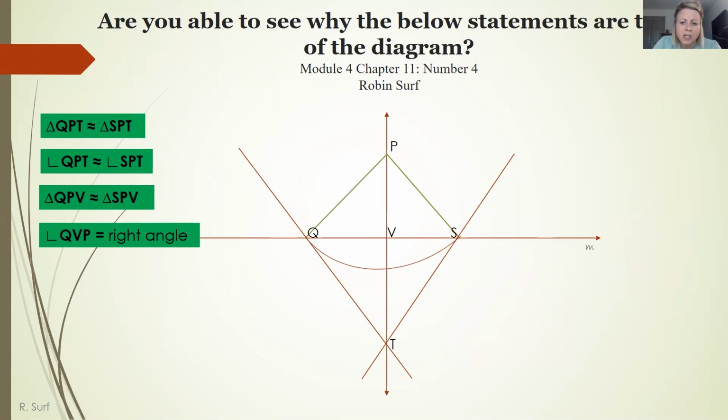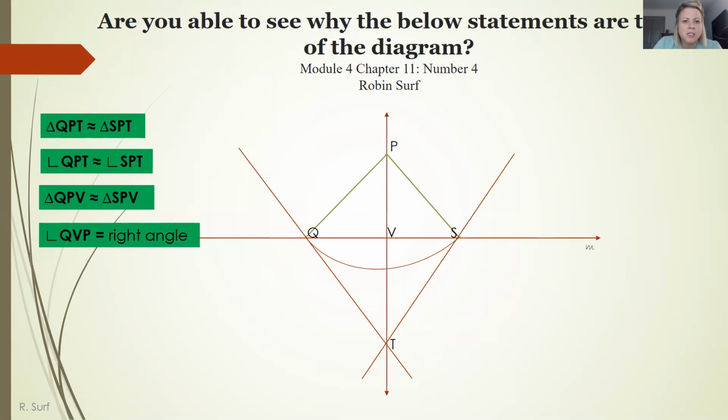Well, let's take a look. The triangle PQS is actually being bisected as well by the line segment. So the two triangles it forms are QPV and SPV. So those triangles are congruent as well. Point V is the bisection of two perpendicular lines, so the angles formed will each be 90 degrees, and the angle QVP will be the right angle.